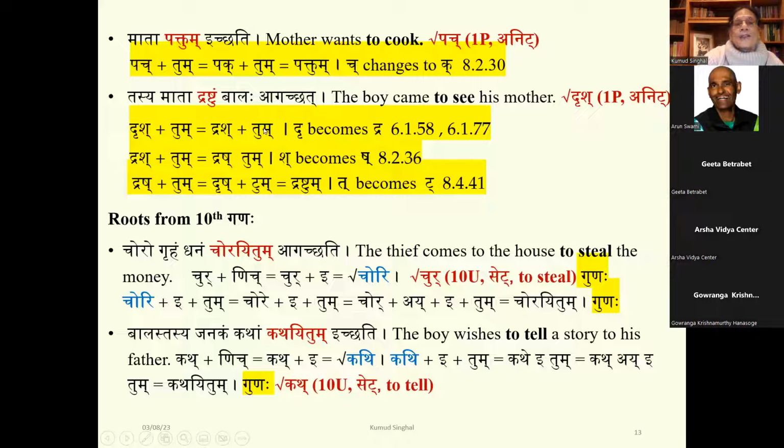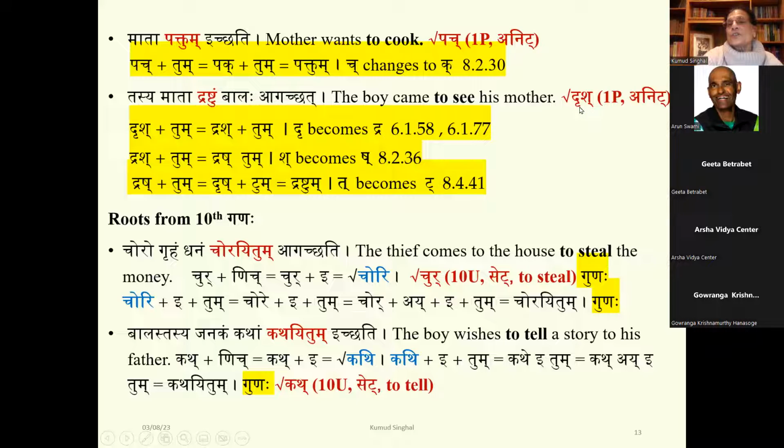Now this one, because it is used quite often, drashtum, like you will see in the Gita and elsewhere. The dhatu is drish, and here it is drashtum. So this you should know, and that's why I'm going to go into a little bit more detail. So tasya mata drashtum balah agachat. The boy came to see his mother.